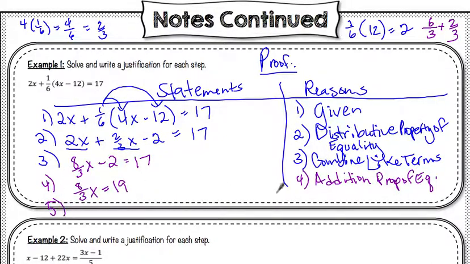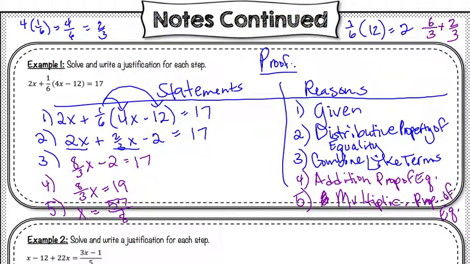And the last step that I'm going to do is I'm going to multiply both sides of this equation by 3/8, the reciprocal of 8/3. 19 times 3/8 is actually 57/8, and I'm going to leave my answer as 57 over 8. I multiplied this by 3/8. That is the multiplication property of equality.